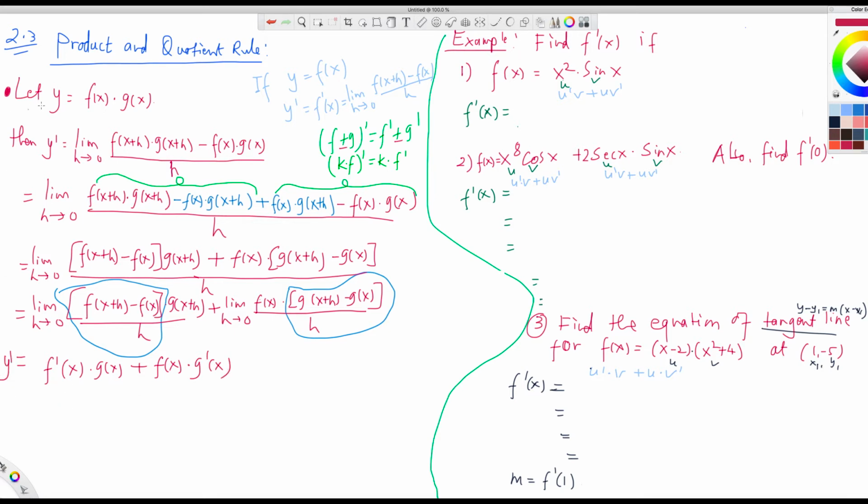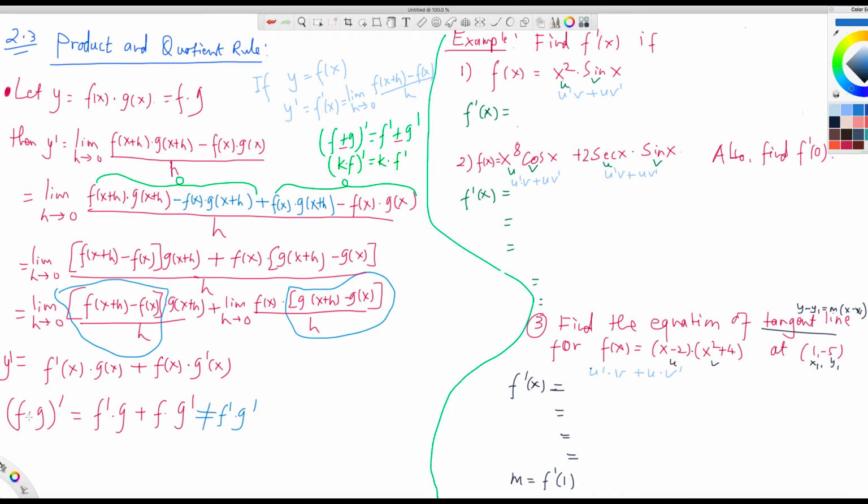In other words, what is our y? y is basically f times g, right? So if you have f times g, and if you want to find the derivative, the prime derivative of f times g, then it will be f prime times g plus f times g prime. So keep this in mind. You cannot distribute this derivative to the product. It is not equal to f prime times g prime. Never make this mistake, okay?